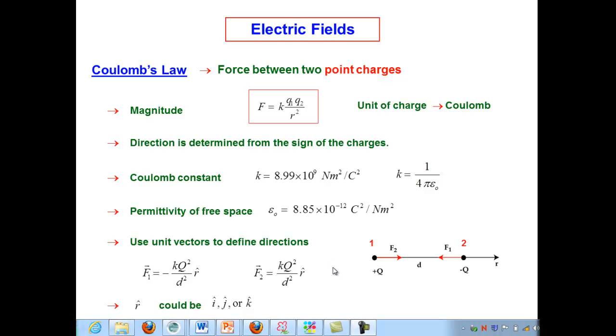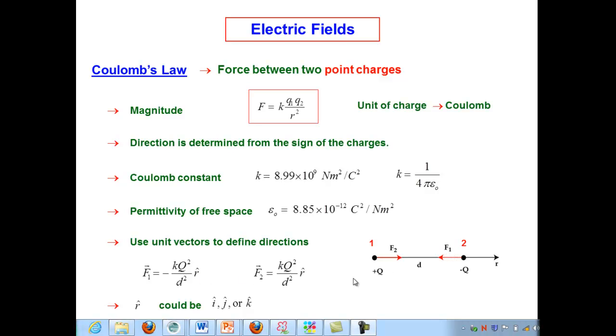In a specific example here, we can determine the directions of the forces on various charges using unit vectors and unit vector notation, just like we did in our study of mechanics. In the diagram you see charge 1 on the left, charge 2 on the right. Charge 1 is positive Q, charge 2 is negative Q, and the two forces, if the charges are separated by a distance d, can be written like this. F1 represents the force that charge 1 exerts on charge 2. So F sub 1 means the force produced by charge 1.